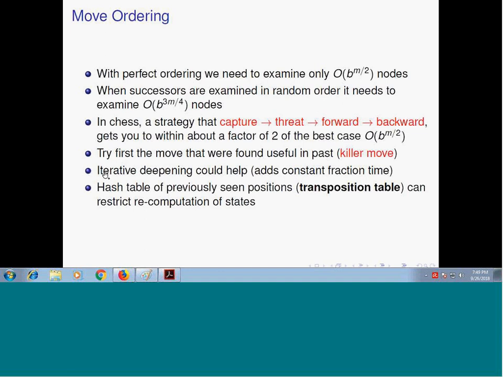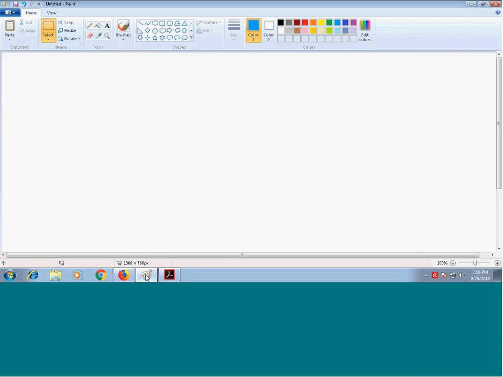Sometimes this is also a better thing: iterative deepening could help. So what is iterative deepening? Let's assume you have explored up to a particular point in the history, and here you want to find out the next move, and assume there are three or four moves available. So what is the suggestion?